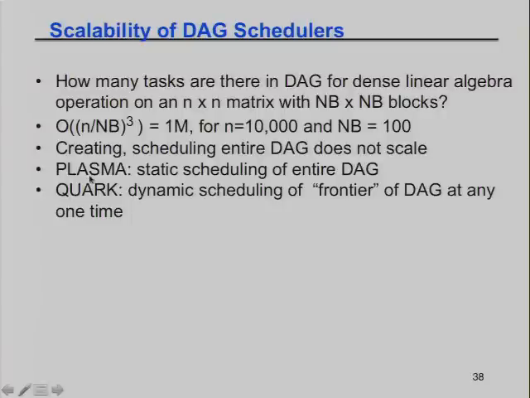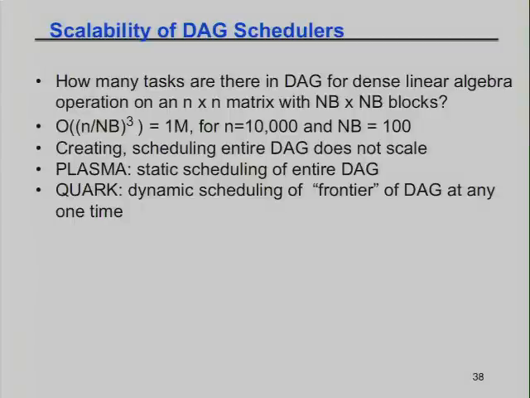The original system, Plasma, did try to build this whole DAG and schedule it very carefully. Quark, on the other hand, does not. It only builds the frontier of the DAG. It builds a little part of the next DAG, which is the next 10 tasks that I need to do along the entire frontier, and that's what it tries to schedule. And that is a much more scalable kind of thing to do.